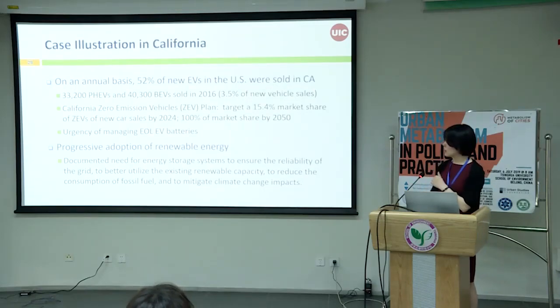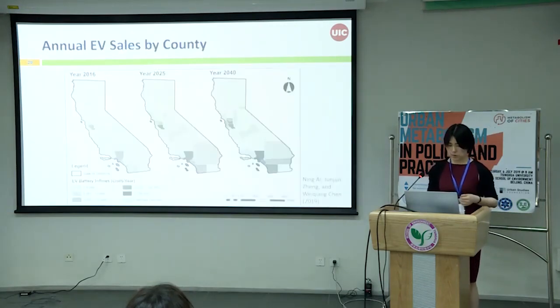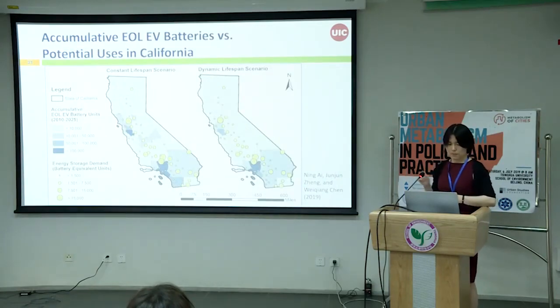The case study at state level was in California, where you see a majority of new EVs have been adopted and progressive adoption of renewable energy, which we consider an important opportunity to reduce them locally. So those show the results, and this map shows the match of the energy storage demand and cumulative battery units.